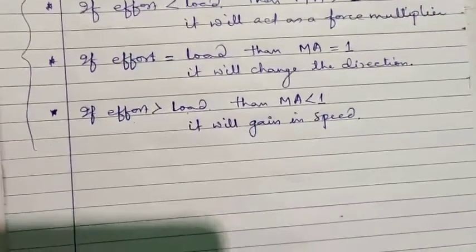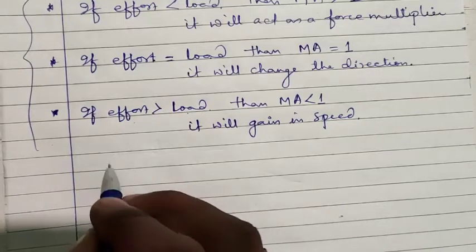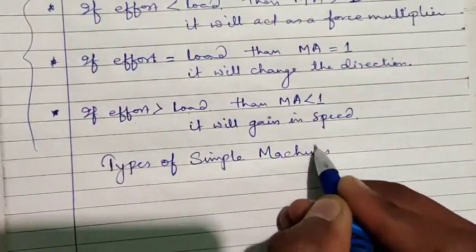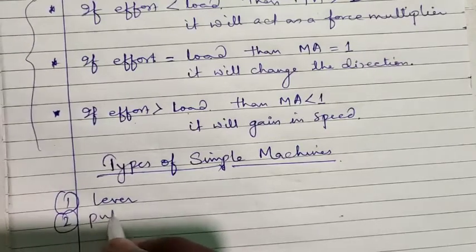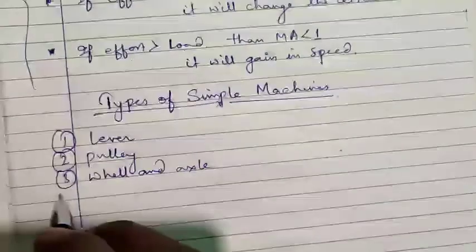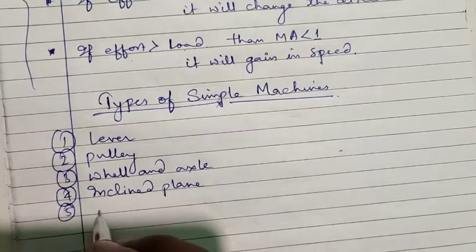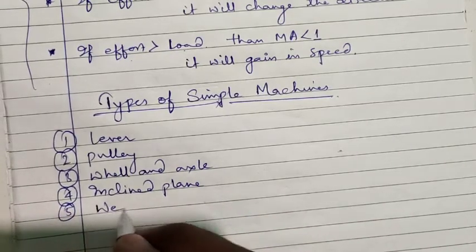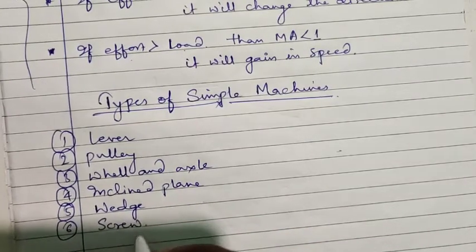Now we will move to the next topic. Now onwards we are going to study the various types of simple machines. The first topic we will study here is lever. Second we will study pulley. Third, wheel and axle. Fourth, inclined plane. Fifth, wedge, and at the last we will study screw. These are the 6 types of machines.